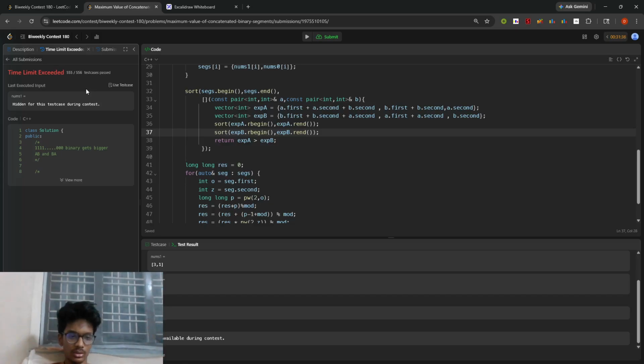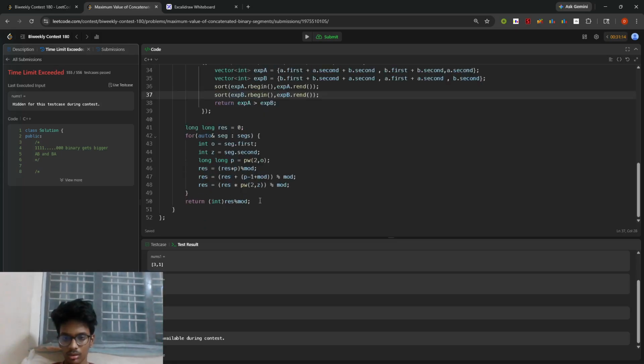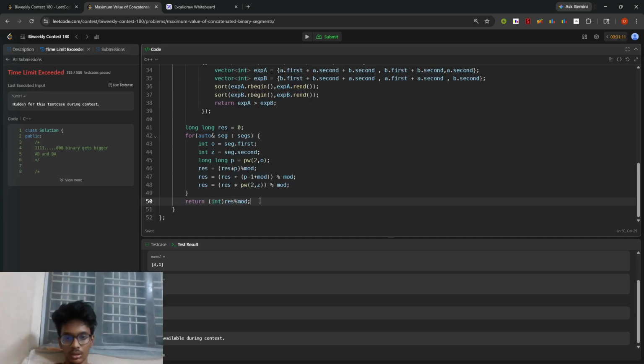Where else can we optimize this? What if we just put some fast IO or something like that? I think there's something for fast IO here in LeetCode. Some auto init thing. I forgot the syntax. Should I Google this? Or else search for a better optimization?